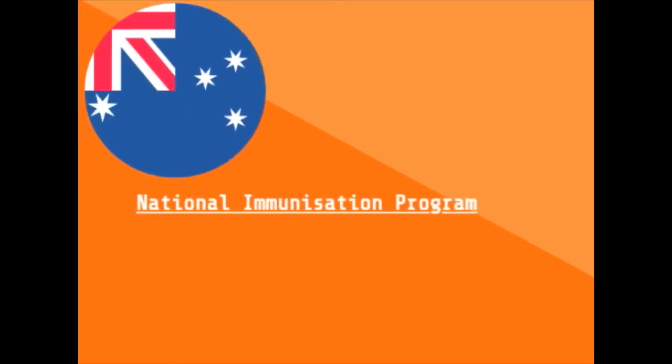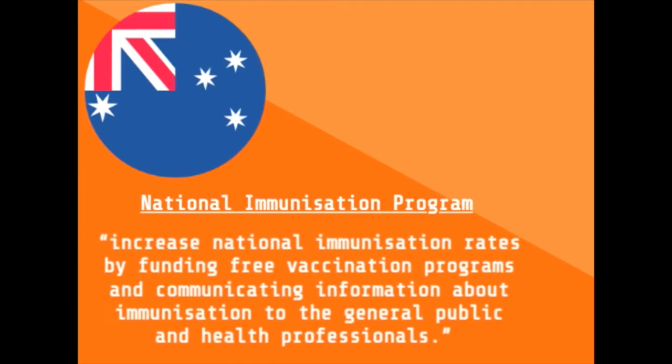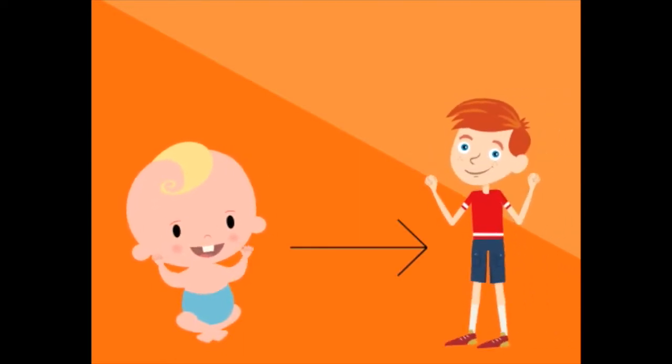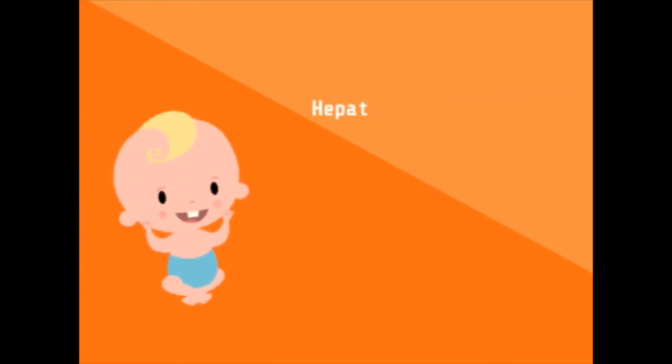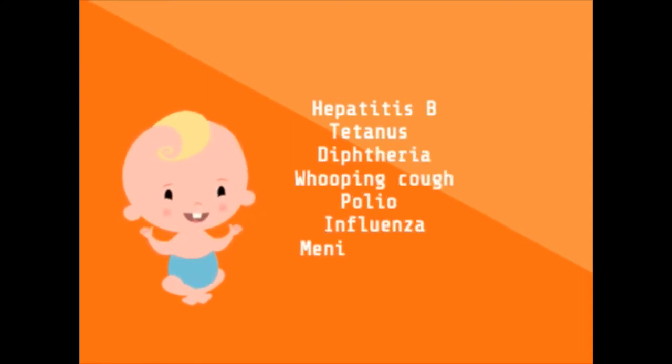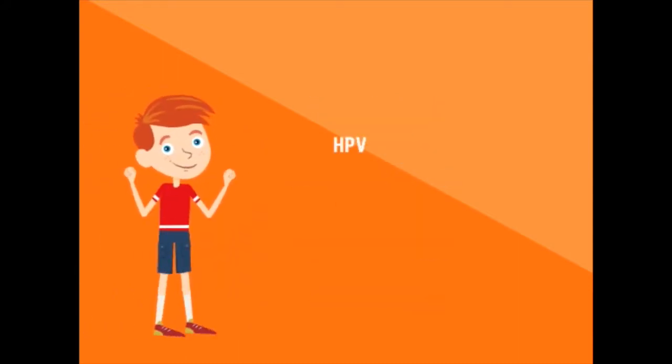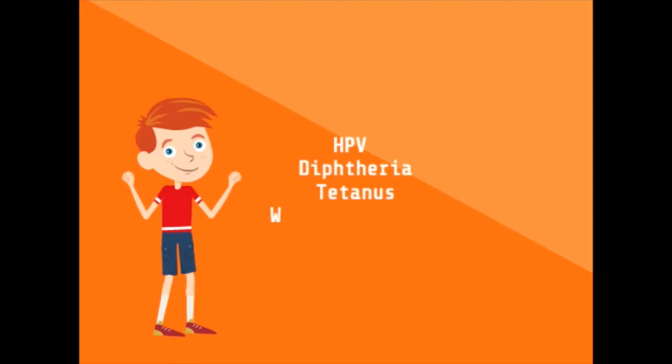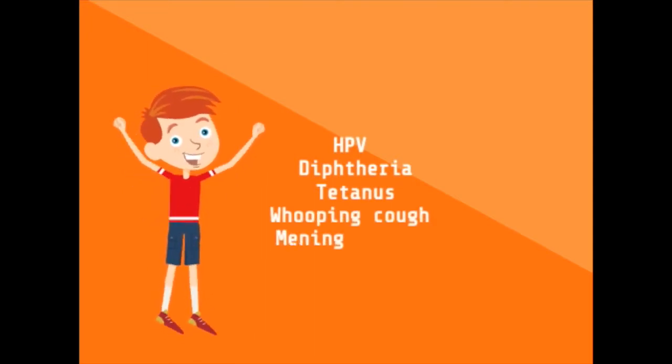In Australia, the National Immunisation Program seeks to increase the national immunisation rates by funding free vaccination programs and communicating information about immunisation to the general public and health professionals. This program involves children from as young as a newborn baby to those studying in high school. During the ages of 0 to 4, the child is inoculated with vaccines that combat hepatitis B, tetanus, diphtheria, whooping cough, and many others. Several years later, this program continues into Australian high school systems, where children are vaccinated for HPV and again for a multitude of diseases.